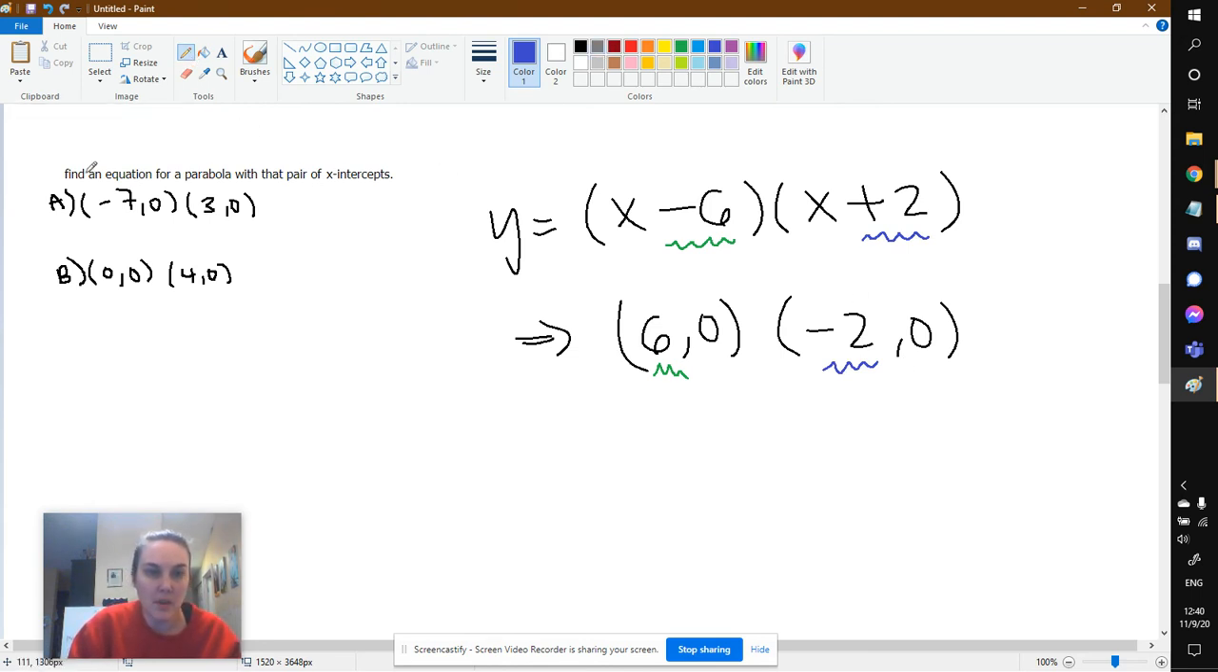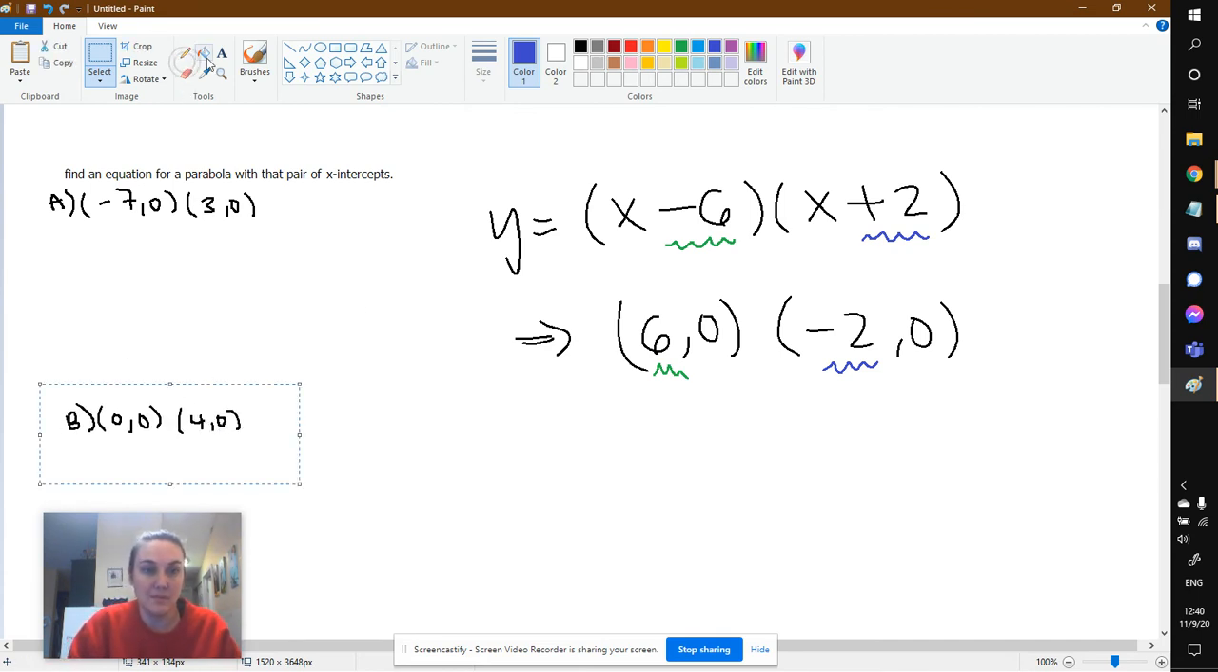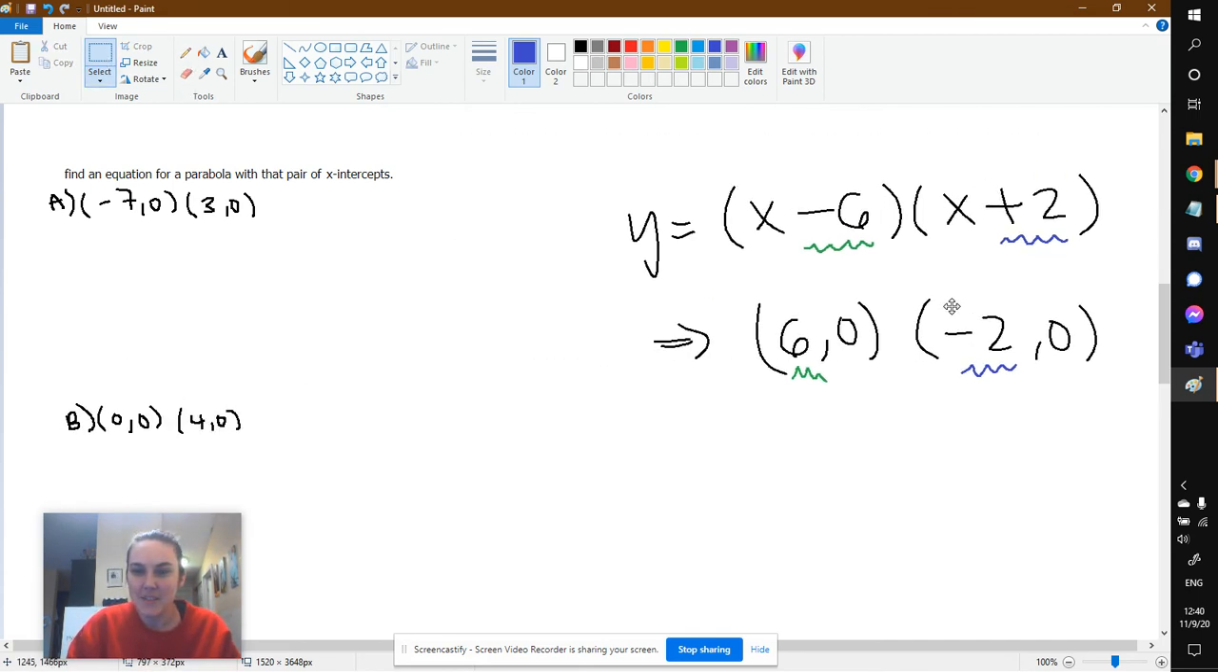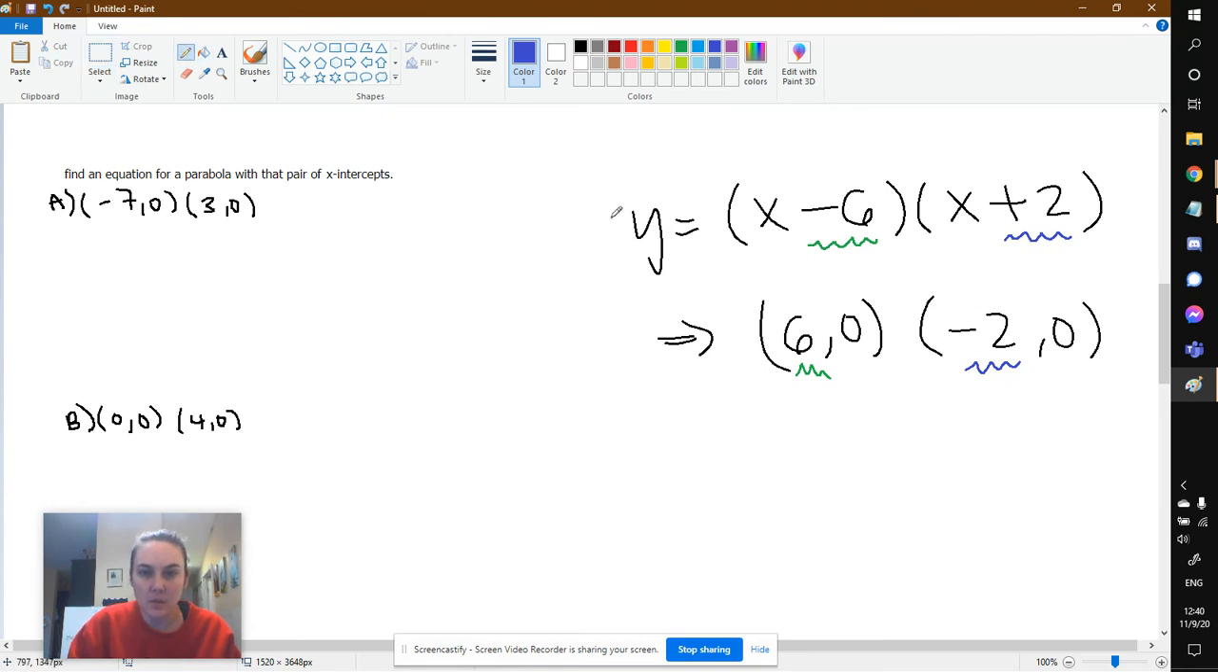When we come over here, we're doing it backwards, right? So instead of going from here to here, we're starting with our intercepts and we're going back to our factored form. So here, if our intercepts are -7 and +3, we would expect our factors to be x+7, x-3.